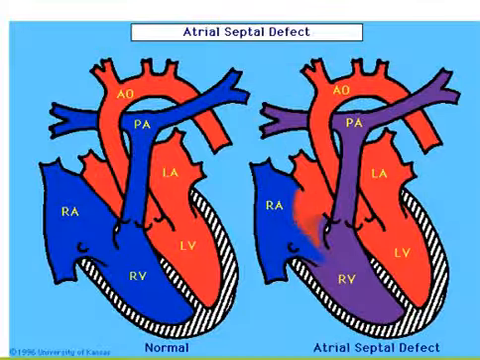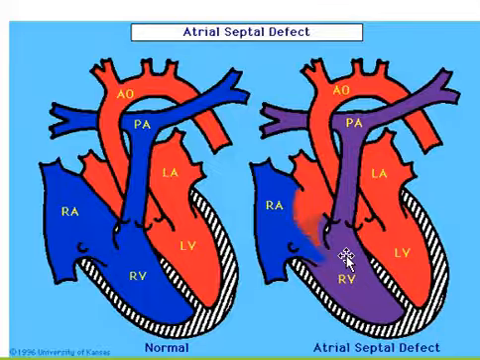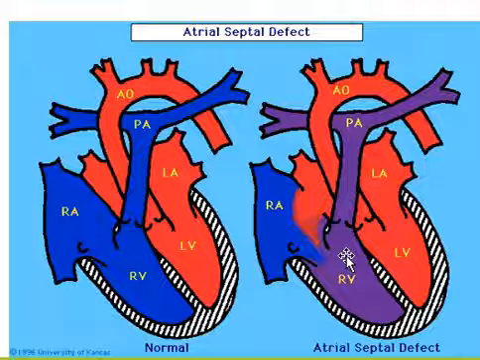And another classical finding of ASD is that it's also associated with a persistent splitting of the S2 heart sound, because I said S2 is created by closure of the pulmonary as well as aortic valves. So when blood is forcing itself into the pulmonary artery, it also creates this persistent splitting of the S2 heart sound.